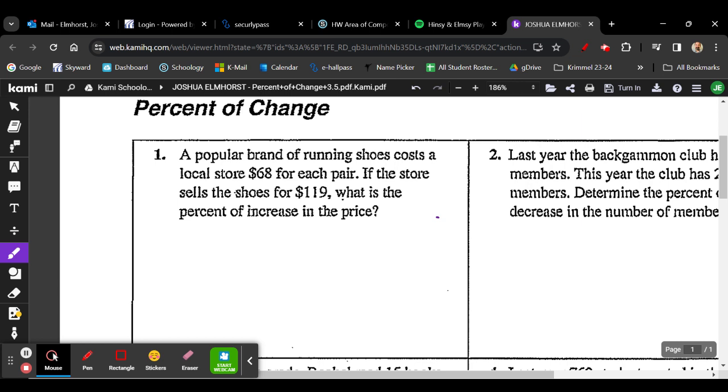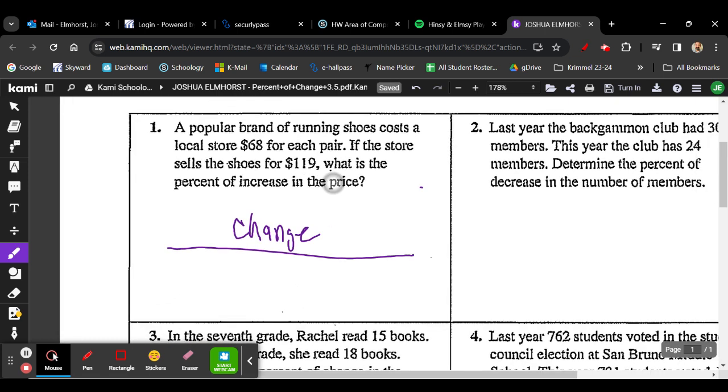So the format that we're going to use is the change in price. We're going to find out what the change in price is and then put that as a ratio over the original price, and compare that to percent, which will be over 100.